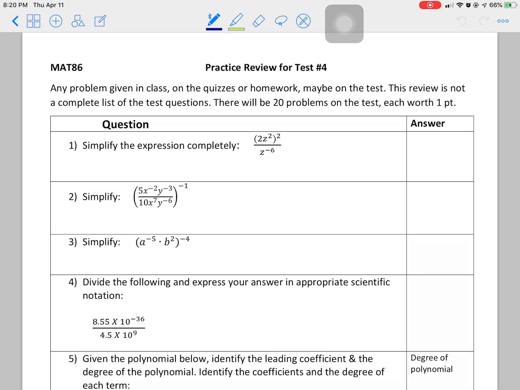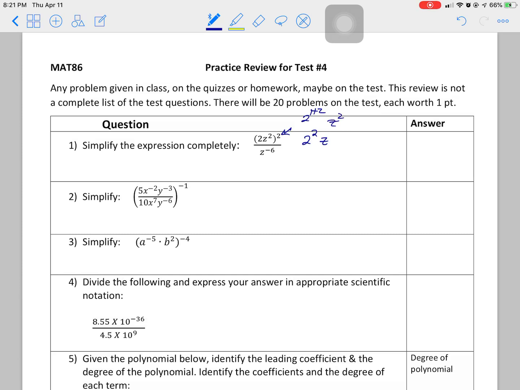All right, review for Unit 3, Test 4. Let's see. Okay, first one, simplify the expression completely. That means distribute that 2 first. So, 2 to the second z, because that's 2 to the 1 plus 2, and z to the 2.